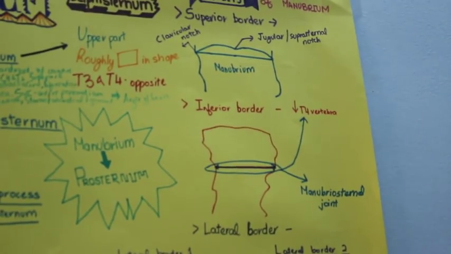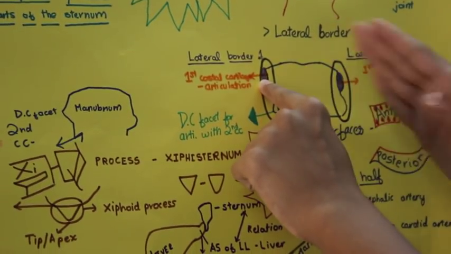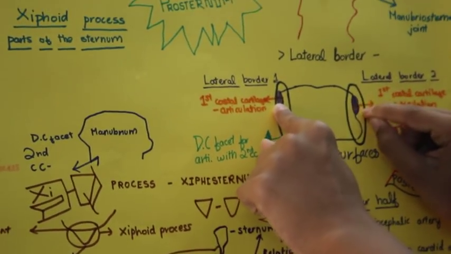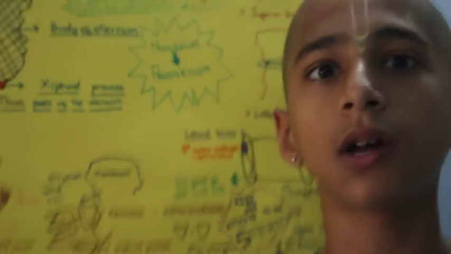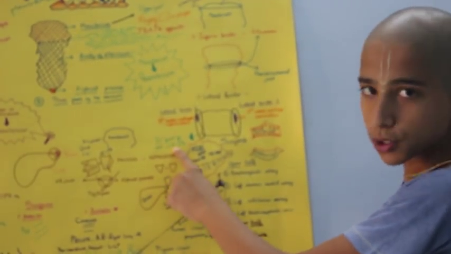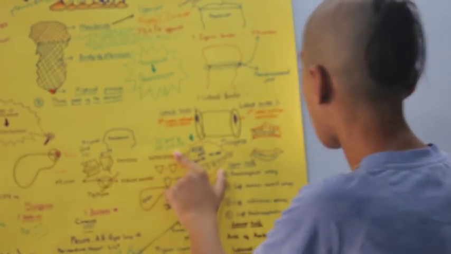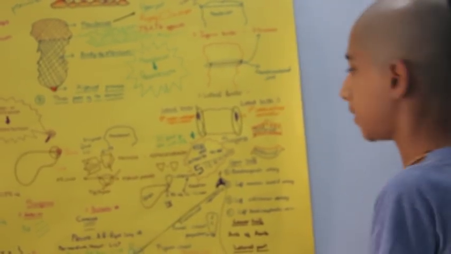Now it has two lateral borders, or borders on both sides. Here we have one costal cartilage articulation. Here on the other lateral border, we have another costal cartilage articulation facet. Here we have a demicostal facet. Basically, a complete facet for articulation is called a full costal facet, and a half facet, somewhat broken type, is called a demicostal facet. So for the articulation with the second costal cartilage, we have a demicostal facet, and for the first one, we have a complete costal cartilage articulation area.